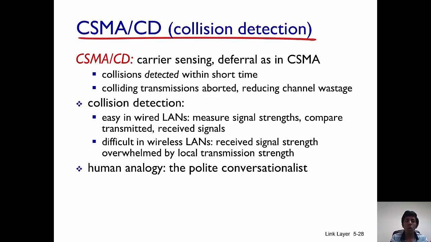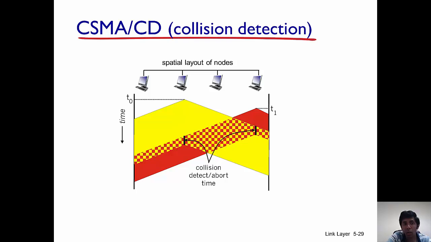So in CD, what I mean is CSMA CD, carrier sense multiple access collision detection. What happens is you stop a conversation or you stop transmission when you see that a collision is on. It's basically, in the human analogy, a polite conversation. Okay, so let's look at the same example with collision detection.